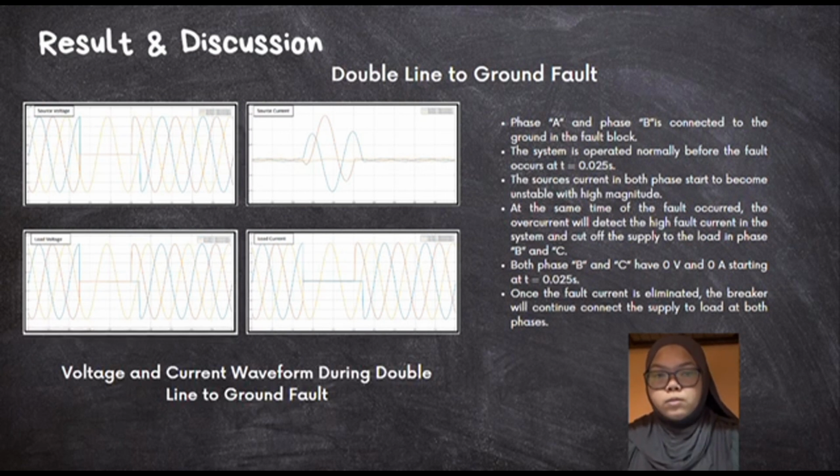The system is operated normally before the fault occurs at t equal to 0.025 second. The source current in both phases start to become unstable with high magnitude, and at the same time the fault occurred, the overcurrent breaker will detect the high fault current in the system and cut off the supply to the load in phase B and C. Both phase B and C have 0 voltage and 0 current starting at t equal to 0.025 second. Once the fault current is eliminated, the breaker will continue to connect the supply to the load at both phases.